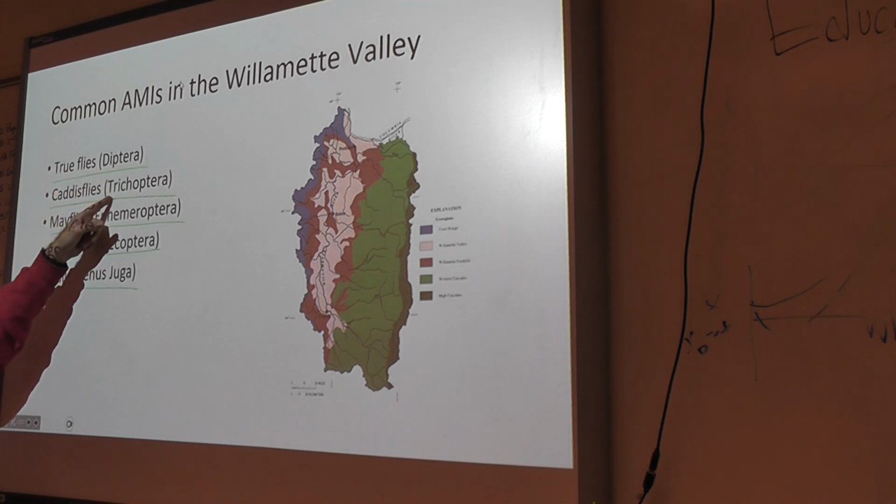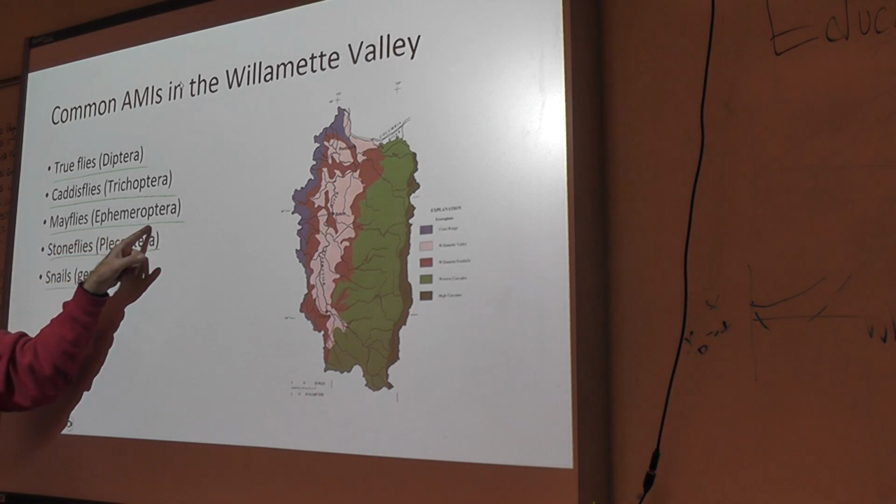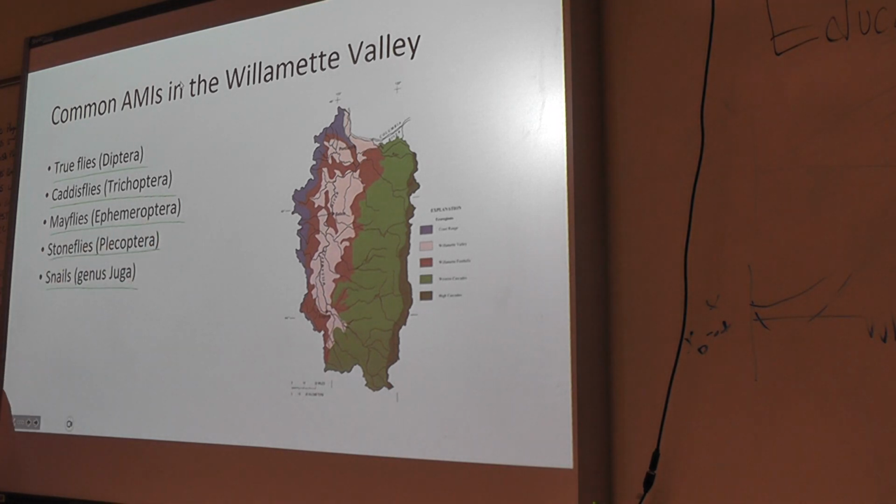The next group are the caddisflies, which are, the order is Trichoptera. And caddisflies, of all of these, are my favorite. You'll see why when we get there. There's mayflies, and the order for mayflies is pronounced Ephemeroptera. There's stoneflies.